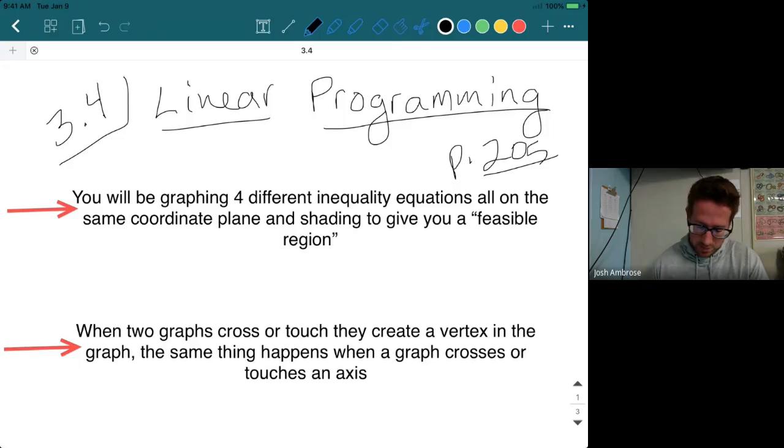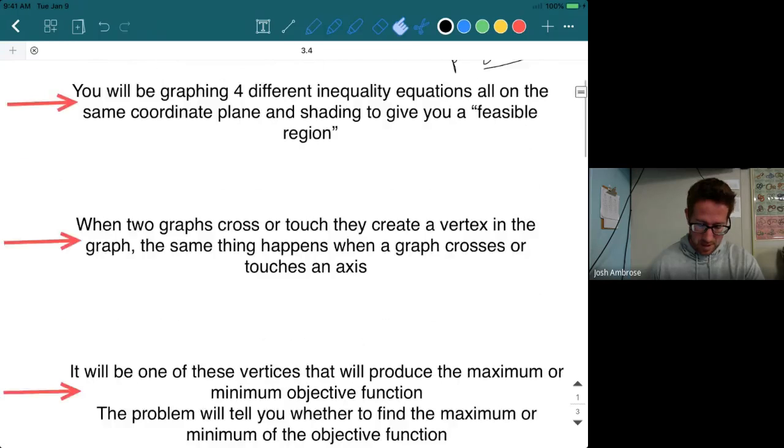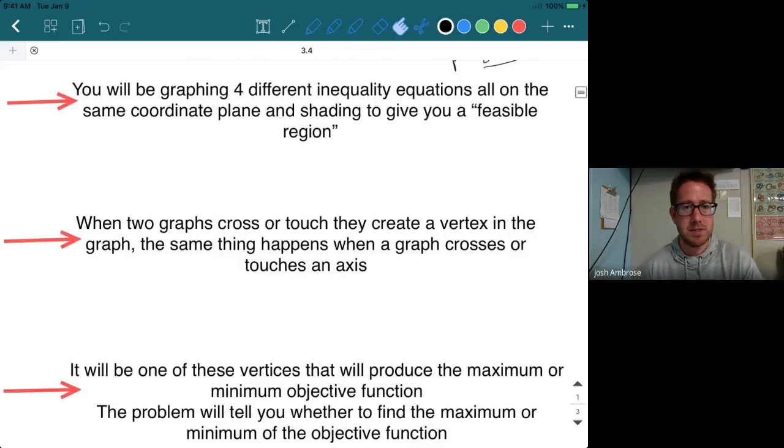We're going to be doing more graphing today, more shading, because we're still working with inequalities. We're going to be graphing multiple inequalities onto one coordinate plane, anywhere from 3 to 4 inequalities altogether. As it says, graphing 4 different inequalities all together.